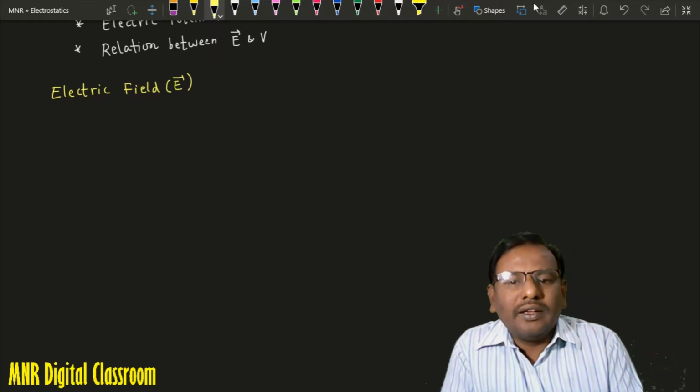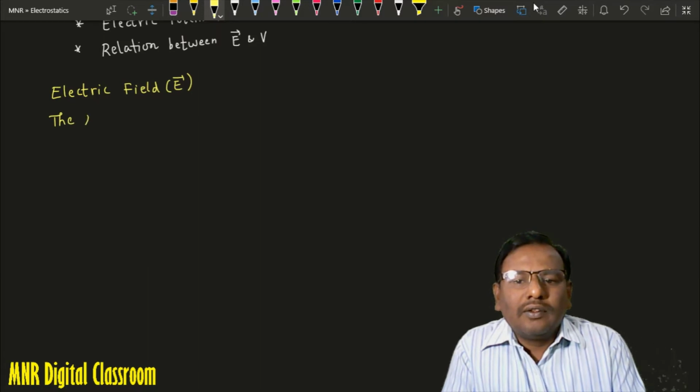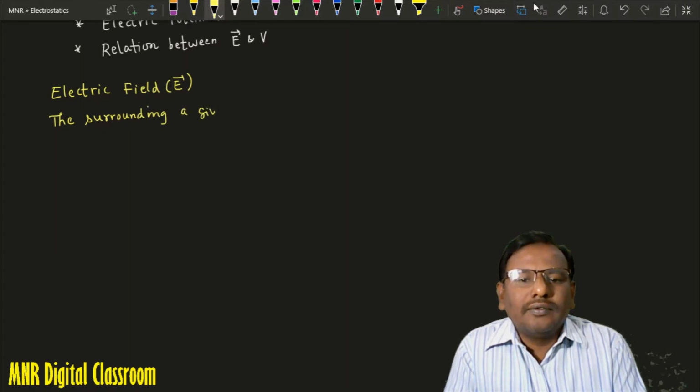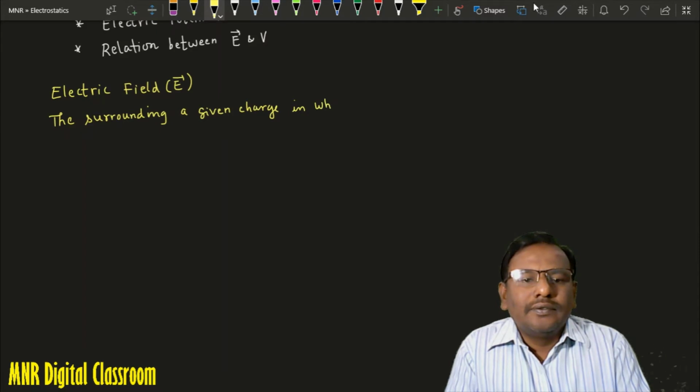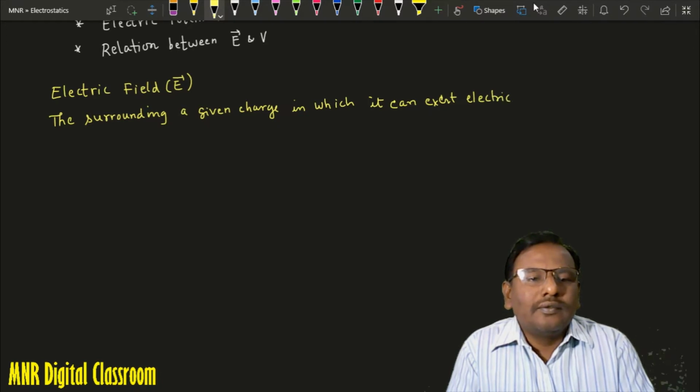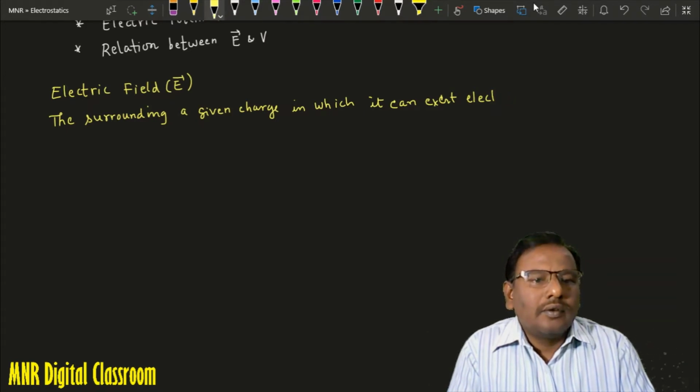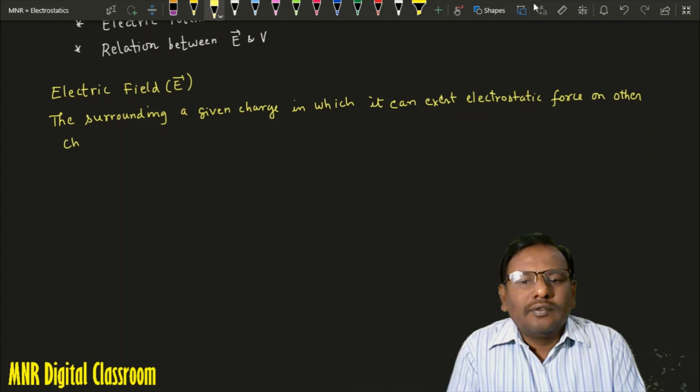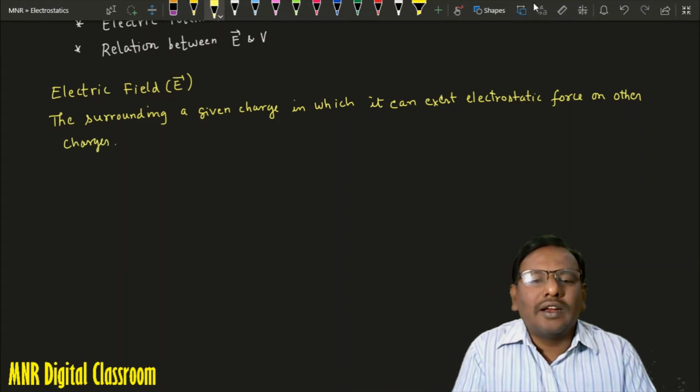So, the space surrounding a given charge in which it can exert electrostatic force on other charges is called its electric field.